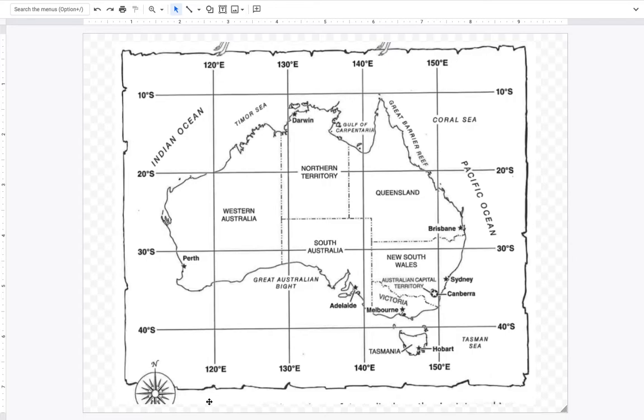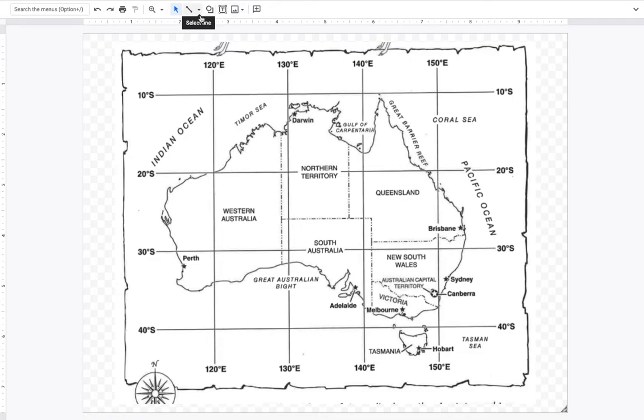So today, with this map that you've seen before from the last daily geography, we are going to find the coordinates, the lines of latitude and longitude, for each of the capitals. So let me just point out some of the capitals, okay?